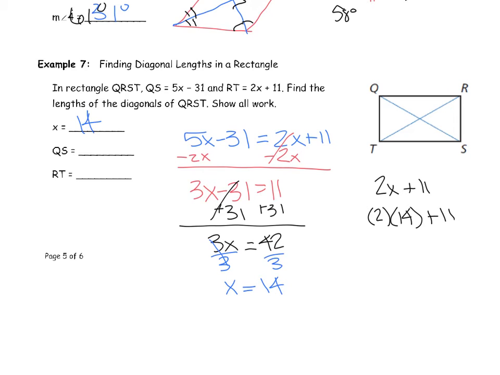So 2 times 14 is 28. 28 plus 11 leaves us with 39. So our RT is 39, as is QS, because diagonals of a rectangle are congruent.